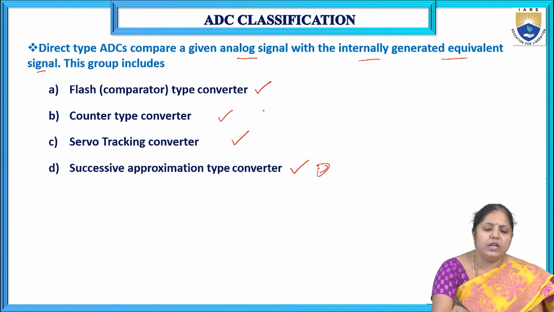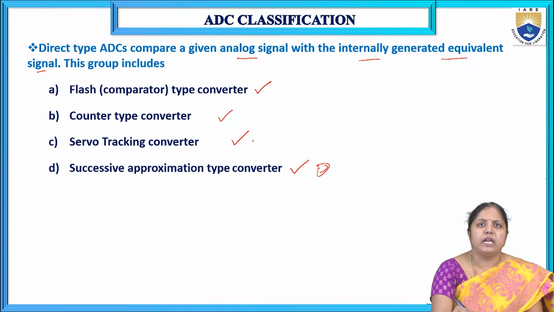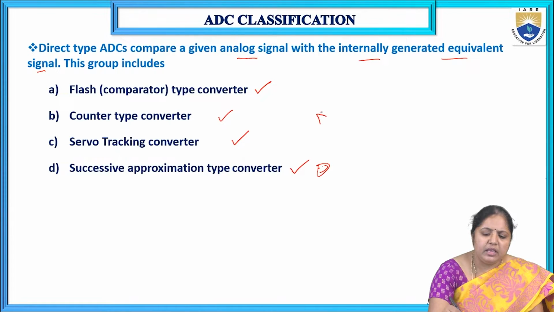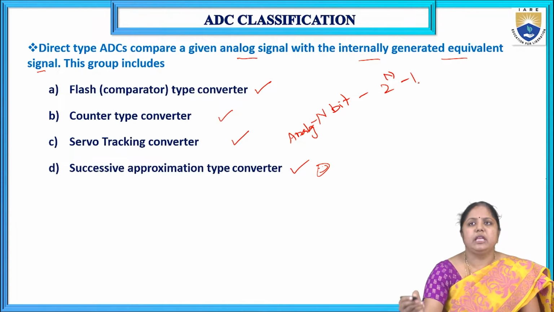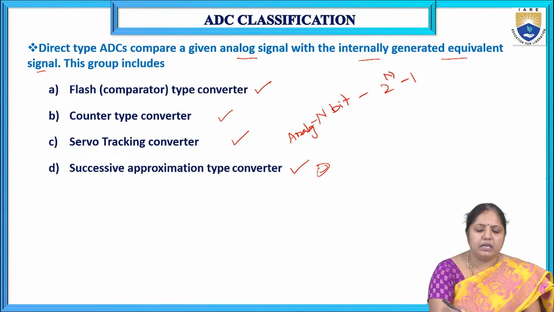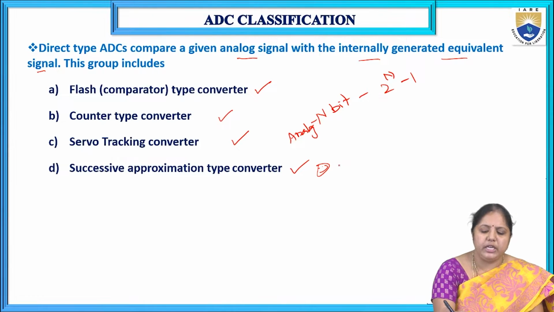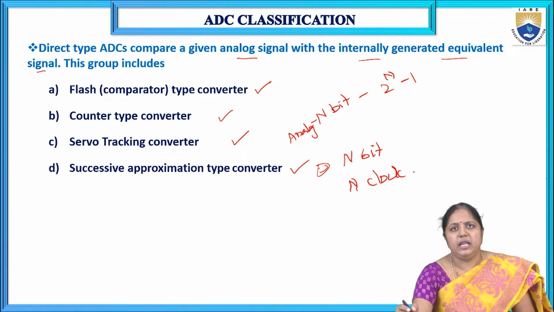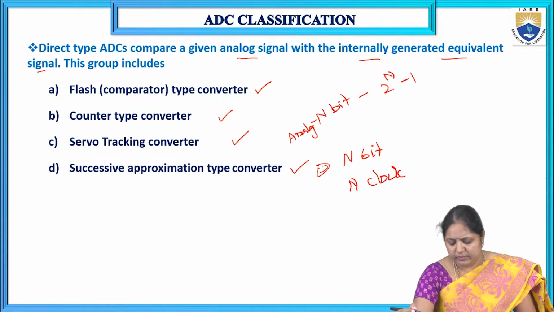Suppose I go for the counter type of ADC or the servo tracking type of ADC. For an n bit conversion of the analog signal, it will take 2 power n minus 1 clock cycles. But for the successive approximation ADC, for an n bit conversion, it simply takes n clock cycles. It is very fast.